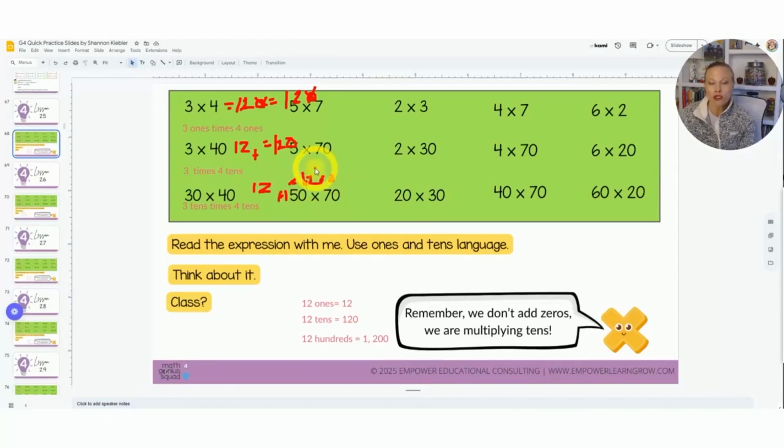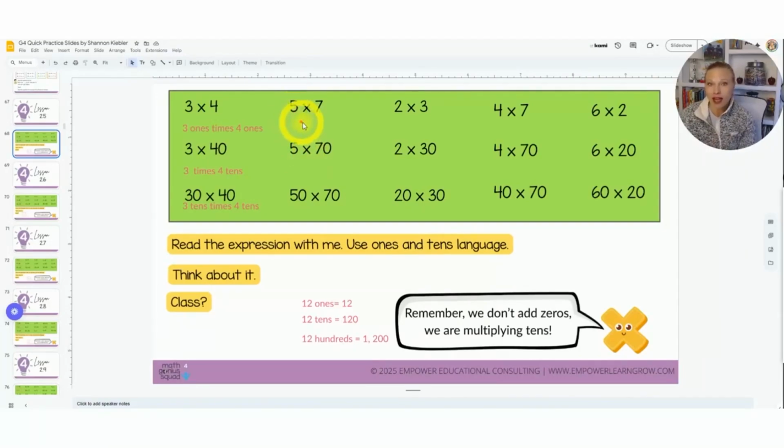So what we're trying to get them to see is a 1 times a 1 is a 1. A 1 times a 10 ends in a 10. A 10 times a 10 should end in a hundreds. Okay, so this is 12 hundreds. This is 1,200, which ends in the hundred space.